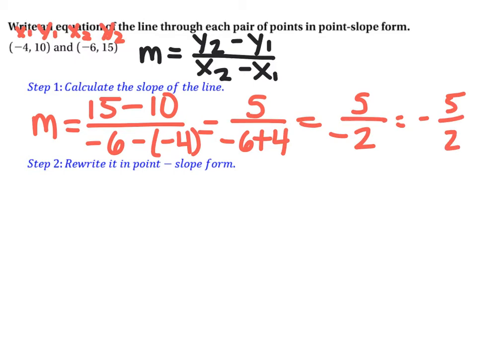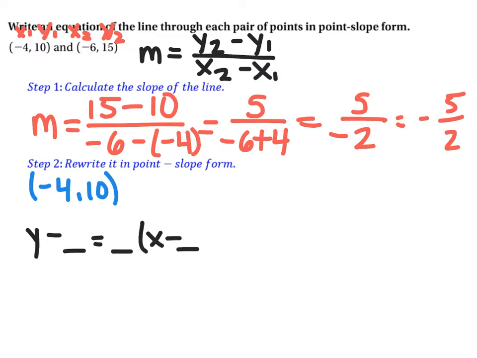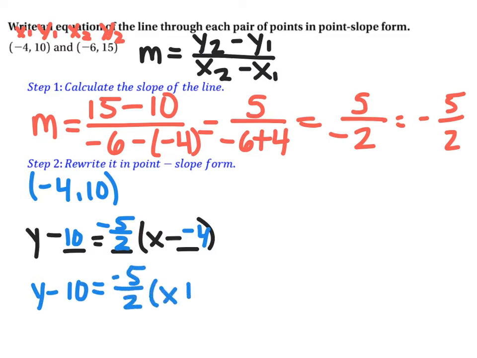Now, if you had chosen the point negative 4, 10, you'd plug it into your original point-slope form. So we'd have our formula set up, and I would substitute. So my slope is negative 5 over 2, my y is 10, and my x is negative 4. So this would become y minus 10 equals negative 5 halves times x plus 4.